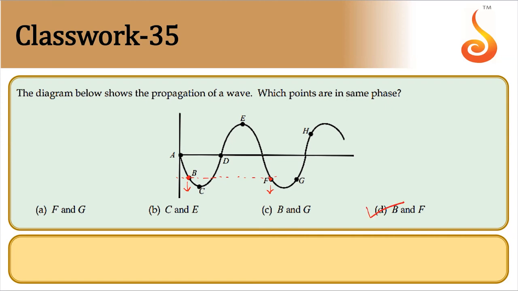But if you look at F and G, G is moving upwards, F is moving downwards. So they are not in the same phase, right? It is something like, let's say this is school, this is home. So F is going towards school and G is coming from school to home. So they are at different states, right? So it must be option D.